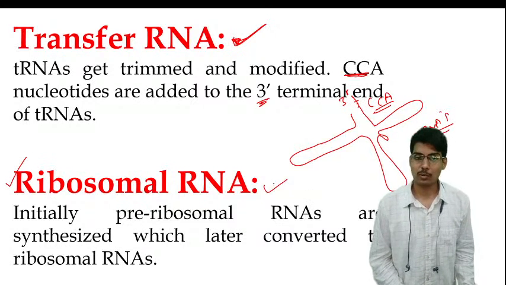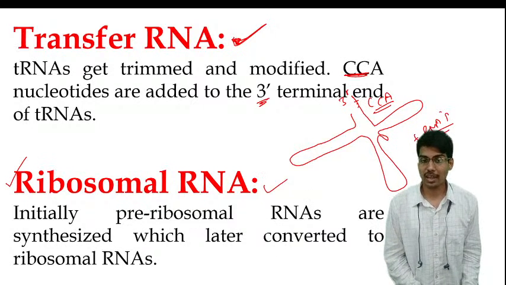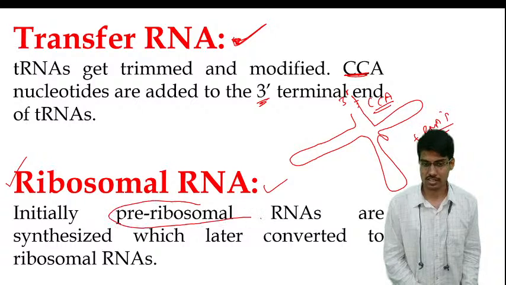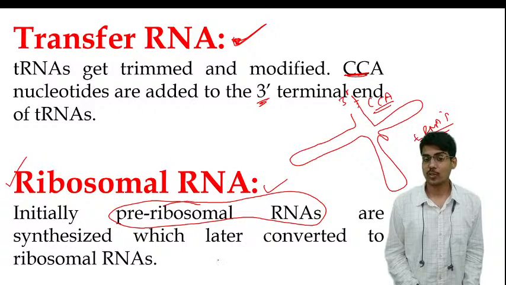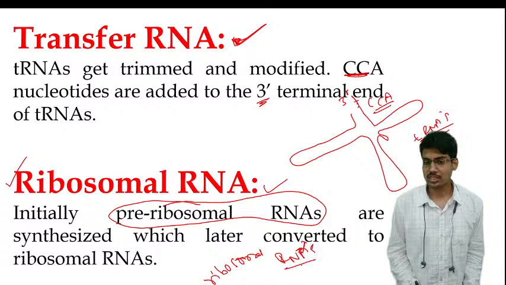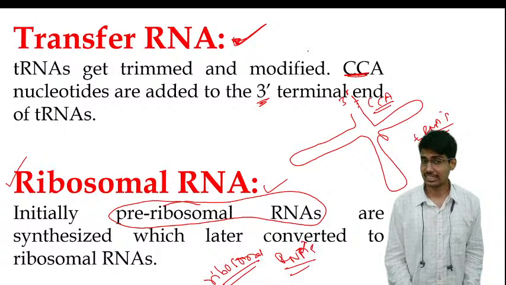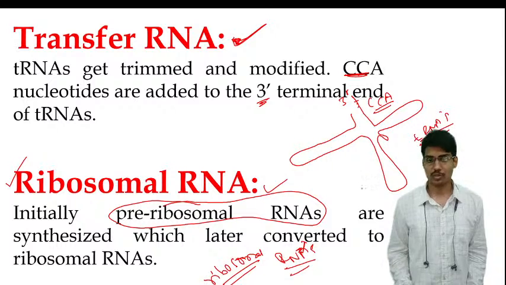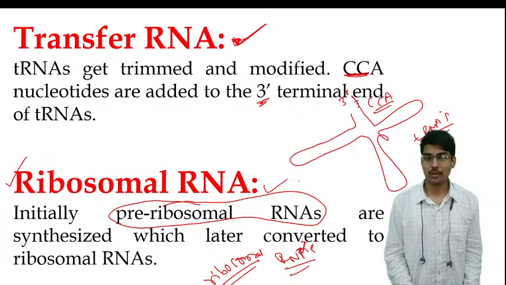In the case of this ribosomal RNA, first the pre-ribosomal RNAs are synthesized, and these are then later converted into what? Ribosomal RNAs. We have only limited, specific information regarding these tRNAs and rRNAs, and whatever information we have till now, I have just shared with you.